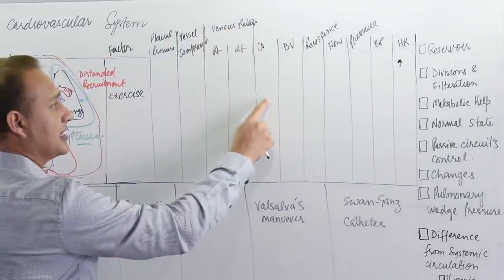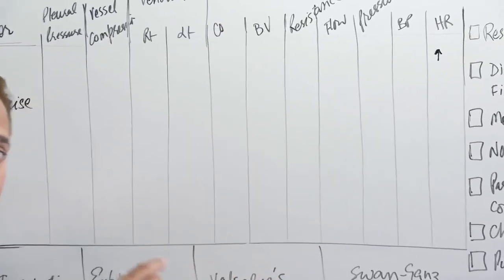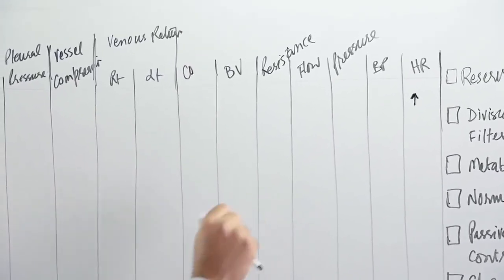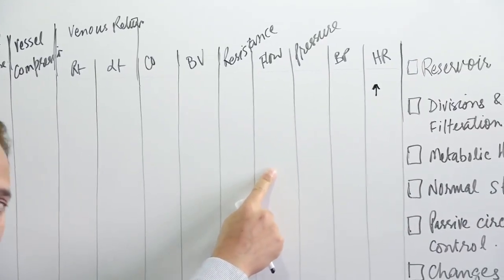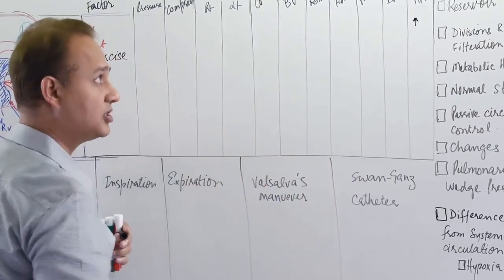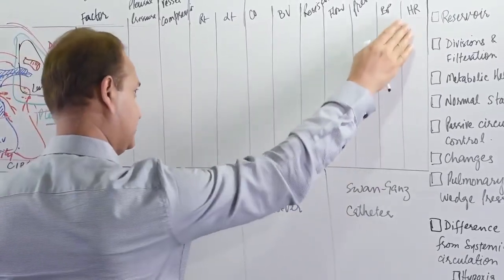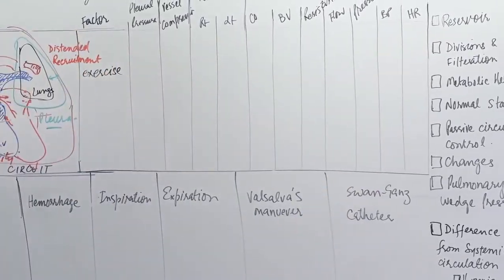What happens to the cardiac output, blood volume? What happens to the resistance of the pulmonary vasculature? What happens to the flow of blood through the pulmonary vasculature? What is the pulmonary vascular pressure? What is the systemic blood pressure? And what happens to the heart rate? So let's look at it.